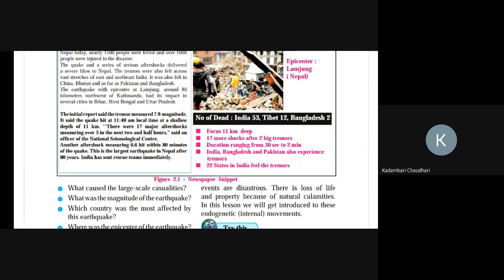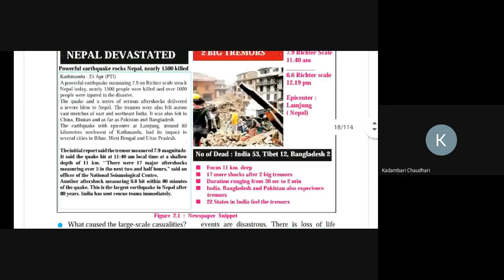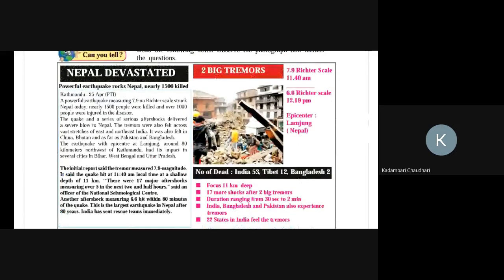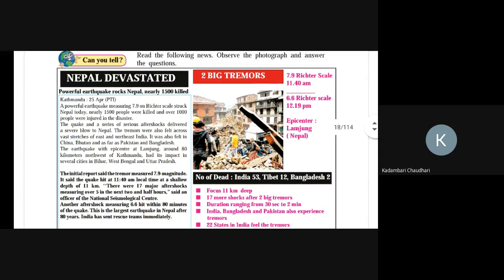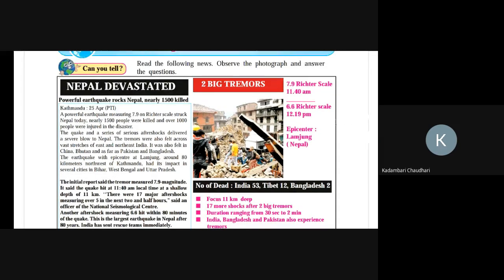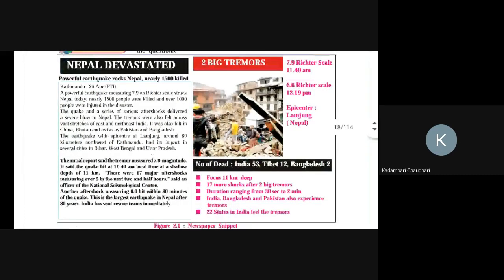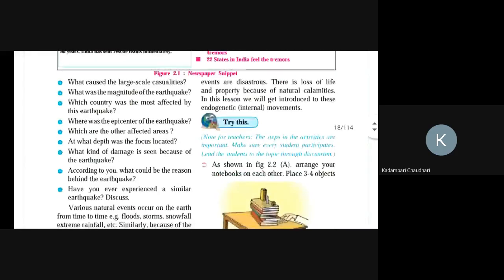India had sent rescue teams immediately. So basically, you know that India is near to Nepal, and that's why we sent our rescue teams over there to rescue the people. So here, two big tremors, meaning 7.9 and 6.6. So basically, friends, this is for your information. So all this is about the earthquake that hit or struck Nepal, that killed 1500 people.